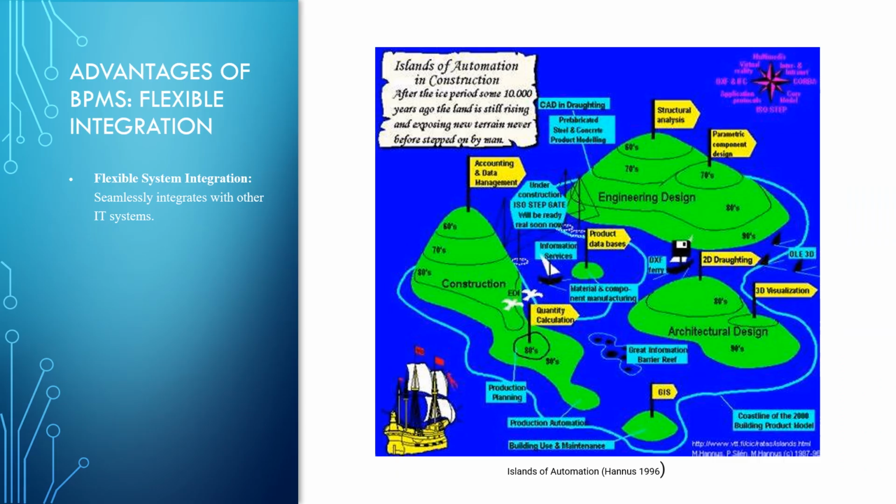Another benefit is flexible system integration. BPMS can seamlessly connect with various enterprise systems, creating a unified IT environment. This integration streamlines data flow and improves coordination across different business functions. For example, integrating BPMS with an ERP system allows for automatic data updates between the two, reducing the need for manual data entry and ensuring consistency. This seamless integration is particularly valuable in a complex organization where data needs to flow efficiently across multiple departments and systems.